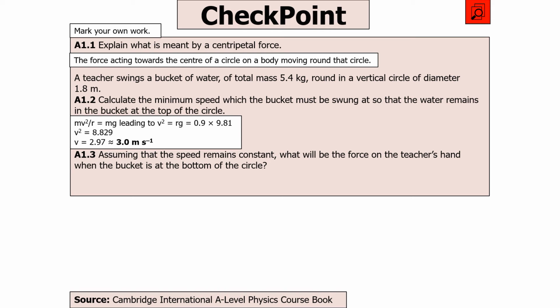Then this next one, what will the force be? Well, the force is going to be equal to 2mg, because at this point it's at the bottom of the circle. So not only do you have the tension acting upwards, but also you've got the weight acting downwards. So therefore, it's going to be double the weight. So it's 2 times 5.4 times 9.81, 106 newtons.